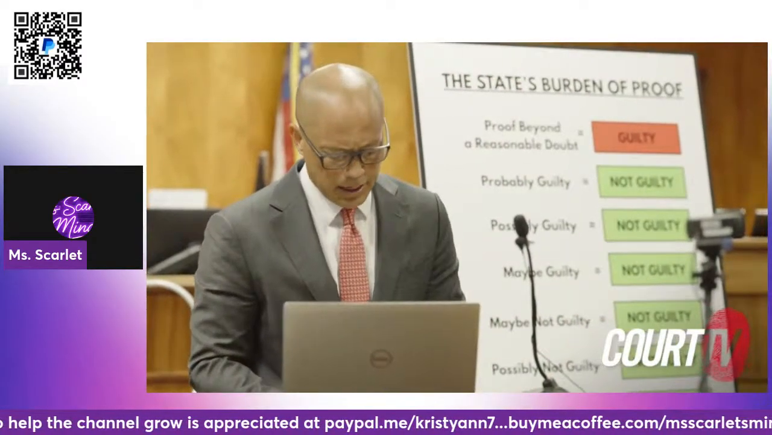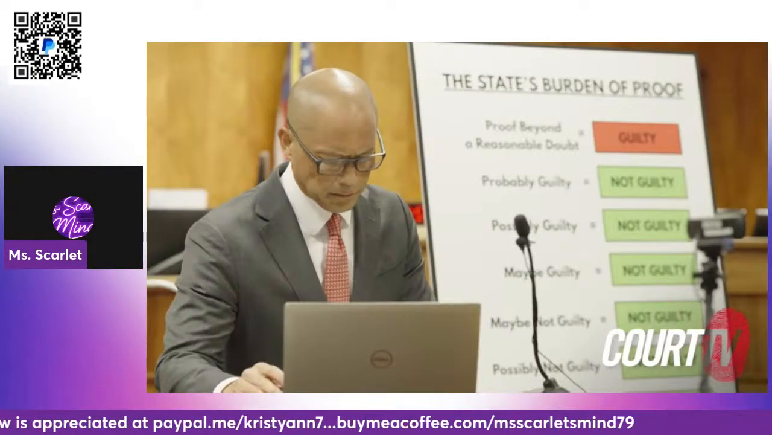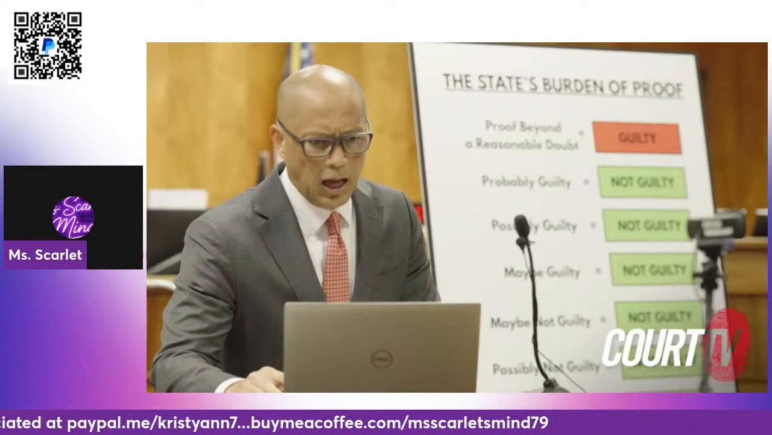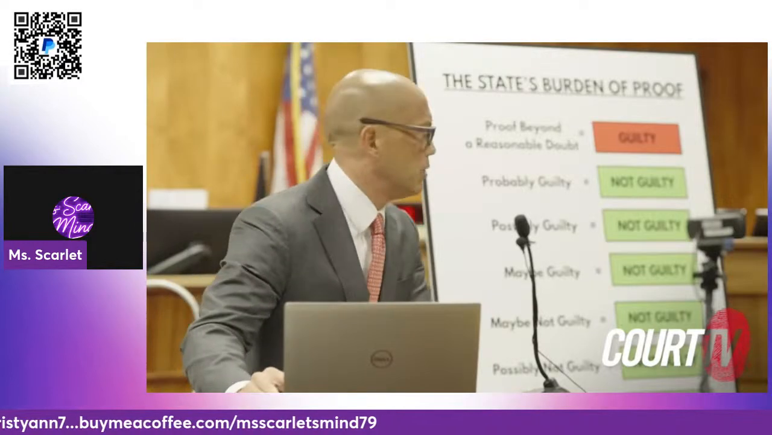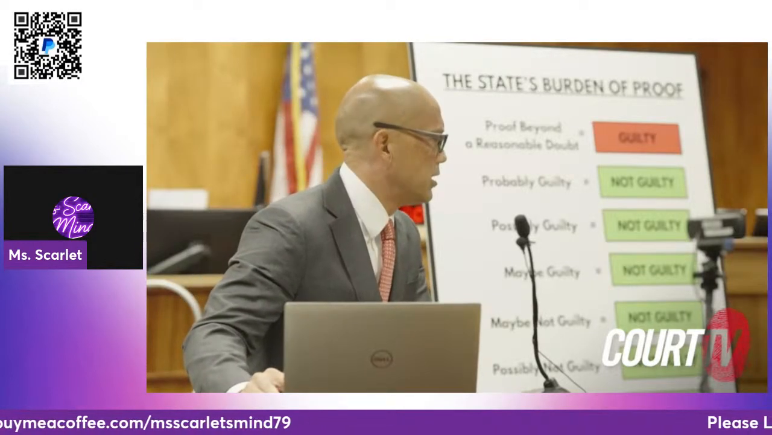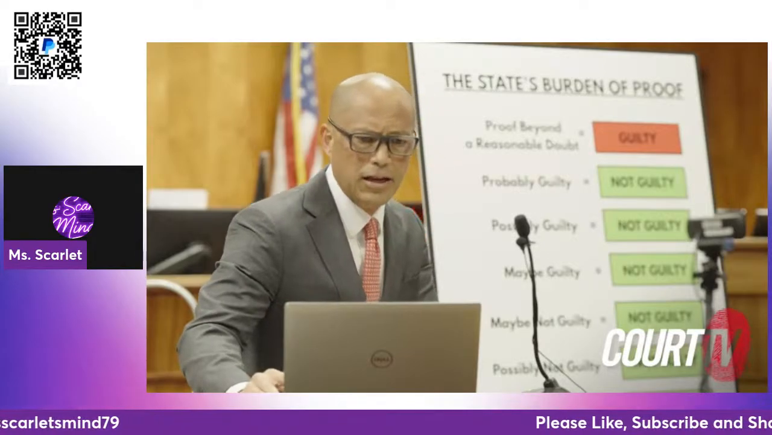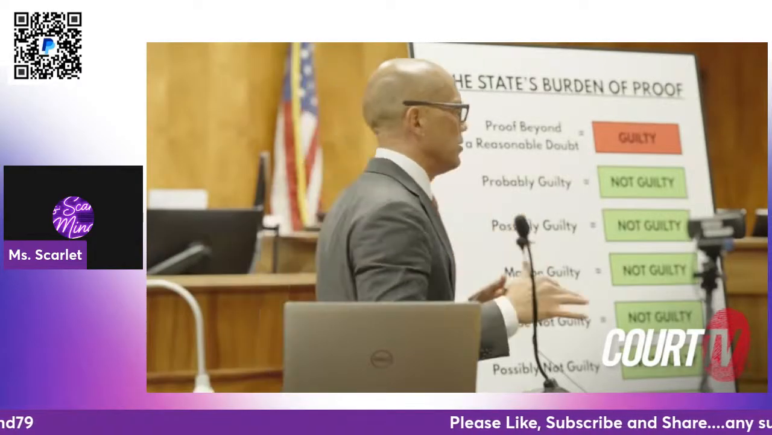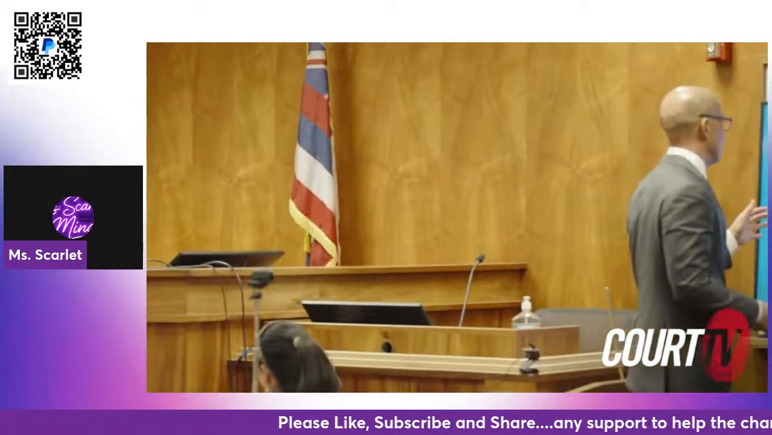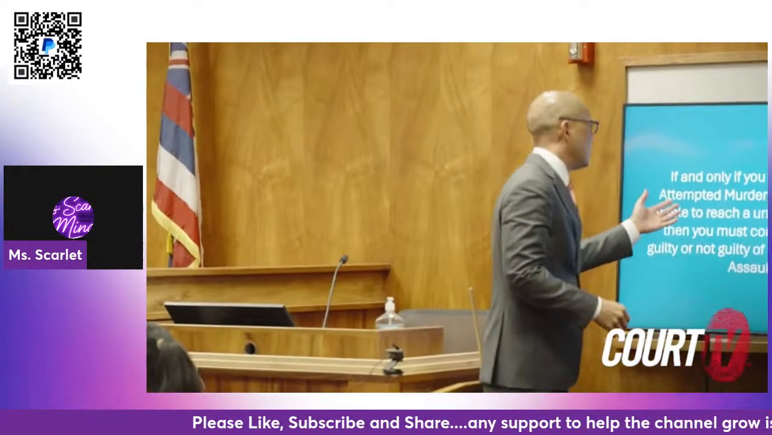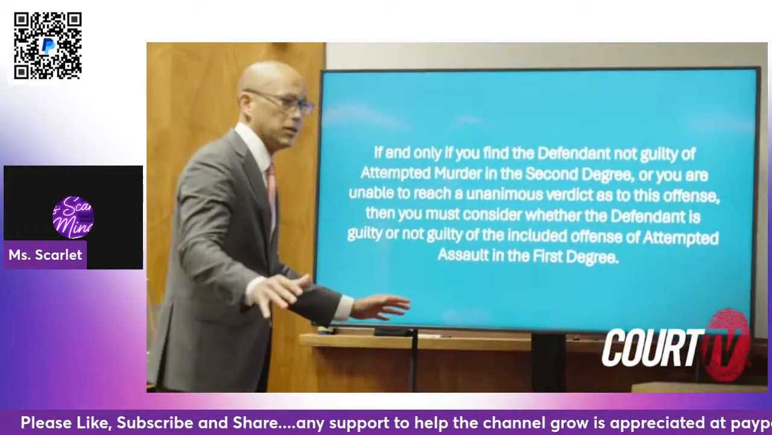Now, we talked about the elements of attempted murder. He had no intent to kill her. You see on the bottom, self-defense applies. They have to disprove self-defense. Then there's something that takes you down to the others, right? The other offenses. If and only if you find the defendant not guilty of attempted murder, or are unable to reach a unanimous verdict, then you must consider these other included offenses.